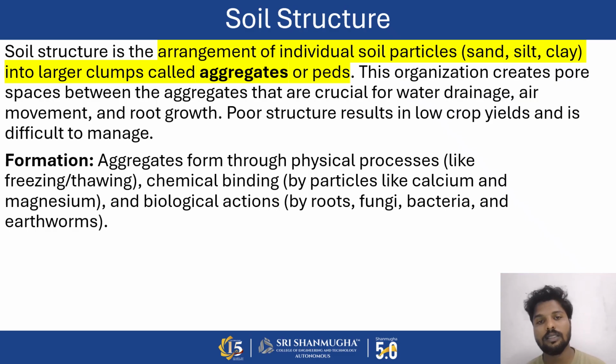Physical aggregate formation happens through processes like freezing and thawing. Through chemical binding, particles like calcium and magnesium make the soil particles combine. Through biological actions, roots, fungi, bacteria, and earthworms are the agents that help combine the soil particles to make aggregates. So next slide, we're going to see the different types of soil structure.